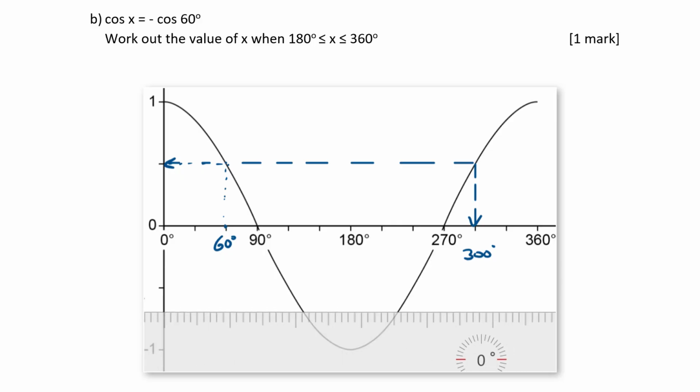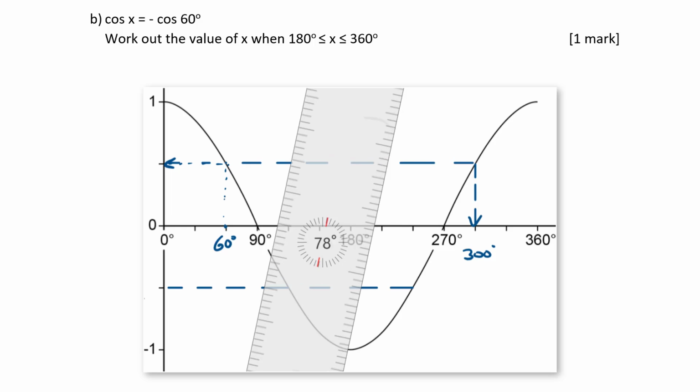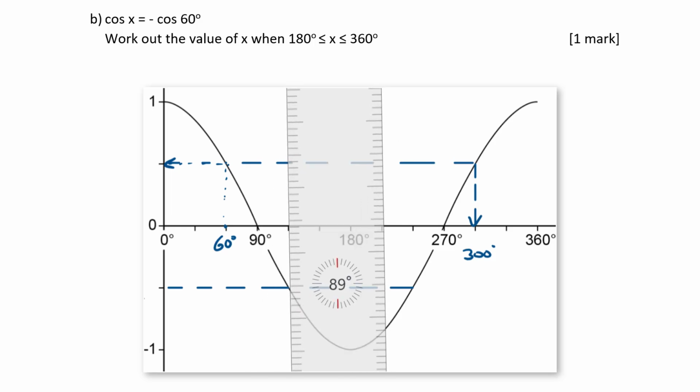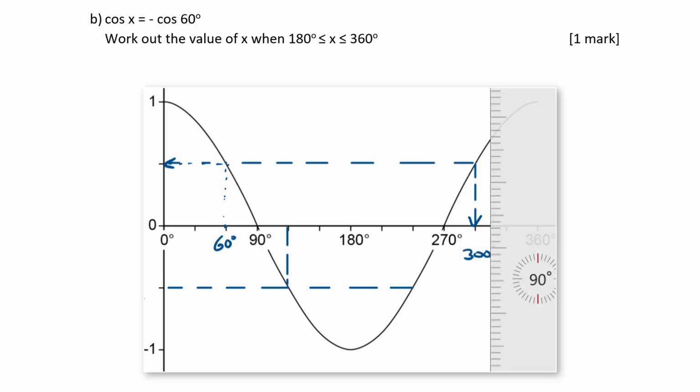Again, if I draw a line from negative a half, you can see it intersects my graph in two places. Come on, ruler, sort it out. Okay, there. So my first one is here. So that's 30 more than 90. That one's at 120, isn't it? So that's 120.